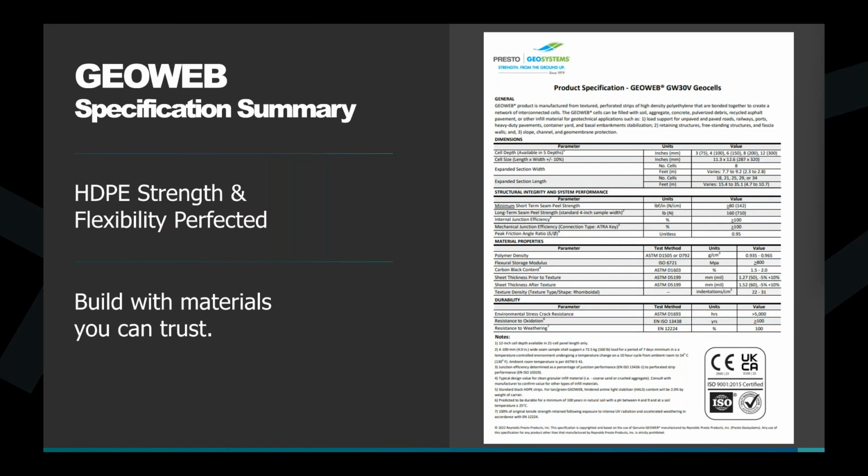The GEOWEB system is designed to last over 100 years, with lab testing showing it can withstand up to 149 years before there's any sort of carbon black degradation, even with continuous 24-hour sun exposure, which, one, the sun's not out for 24 hours, and we haven't quite gotten to 149 years yet. We're somewhere in the low 40s, but we are getting close. So we stand behind our data, ensuring that you can confidently build with materials that you trust.